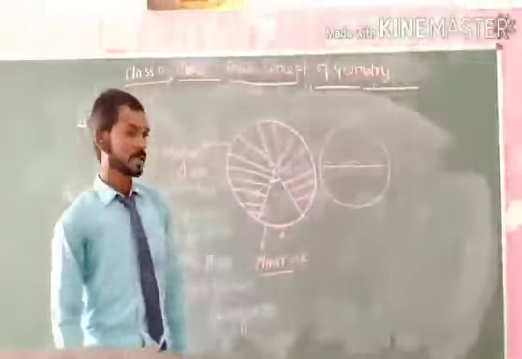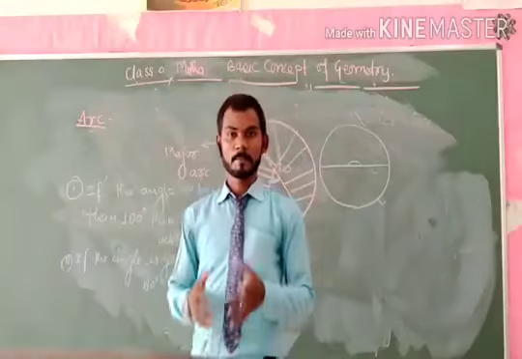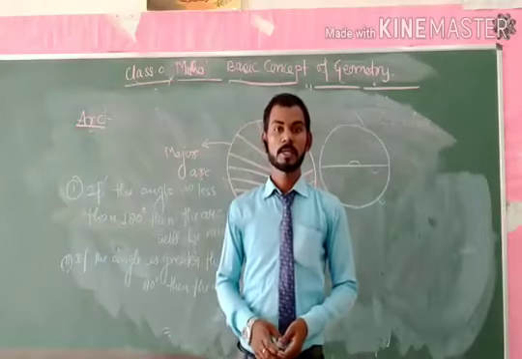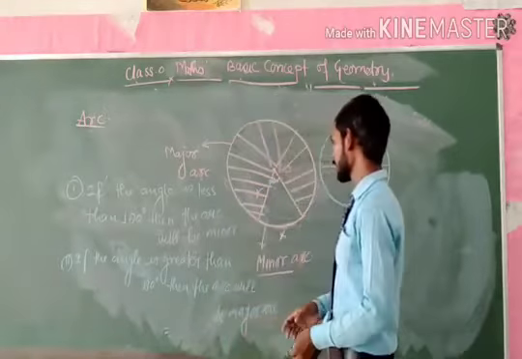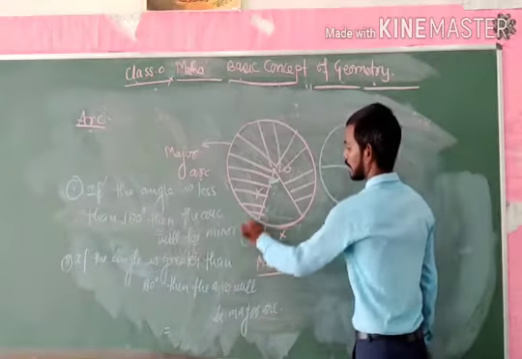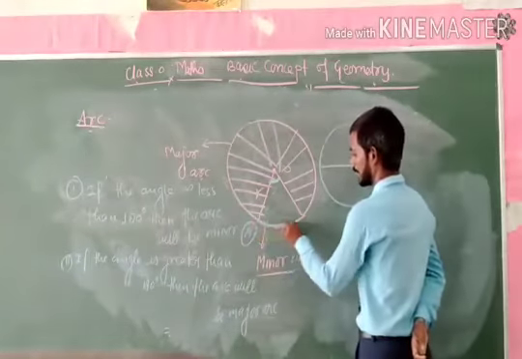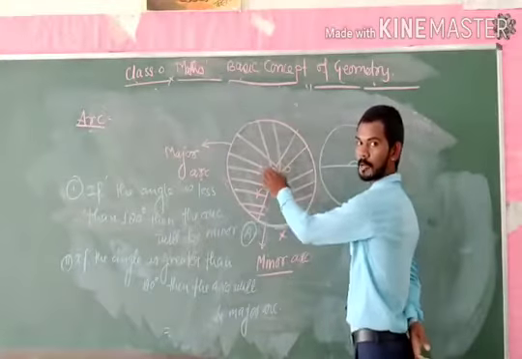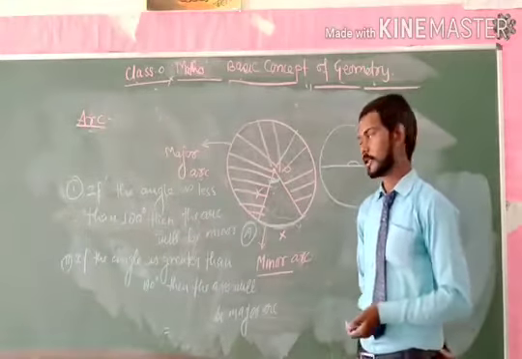So let's see the definition of the arc once again. A part of a circle is known as an arc of the circle. Here we can see that the circle A is divided into two parts. That is, this is the one part and this is the second part, so each part of the circle is known as an arc of the circle.